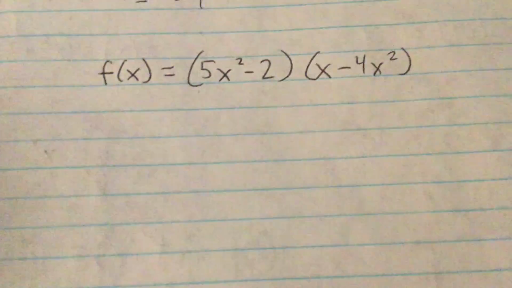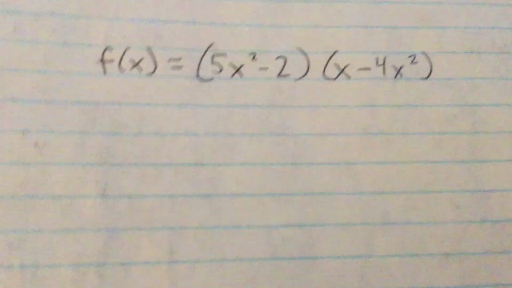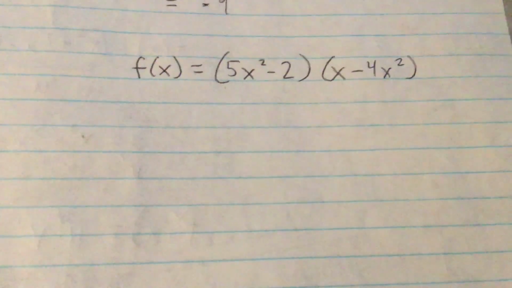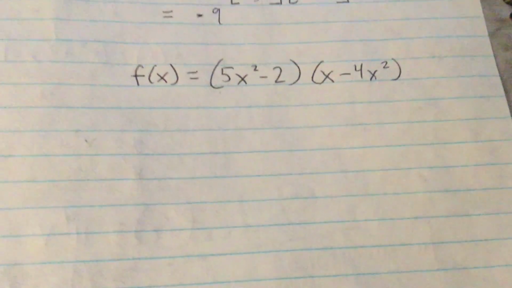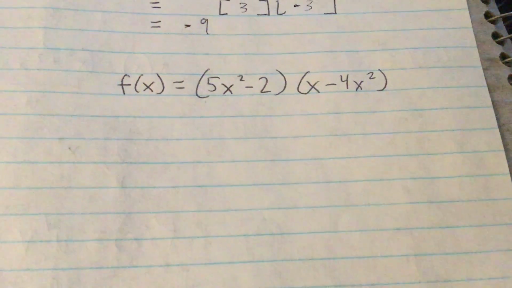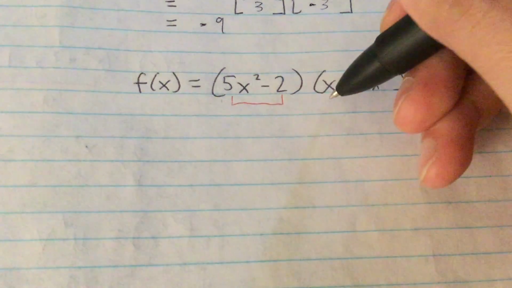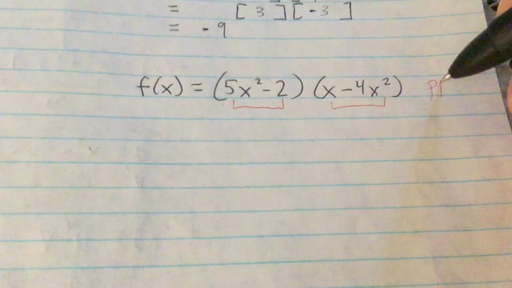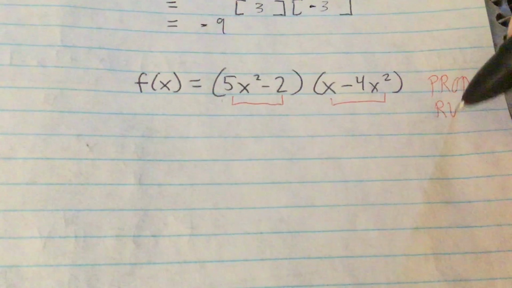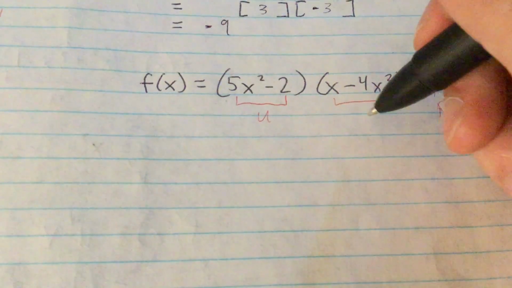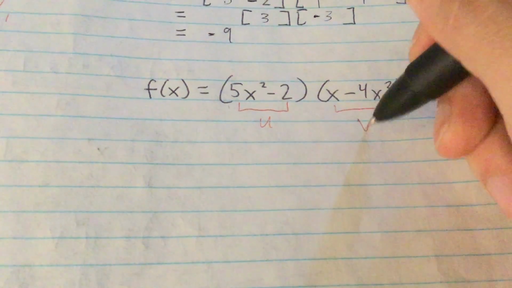Now, oh boy, looking at this function, I want to find the derivative with respect to x. You guessed it, I've got to do the product rule. Or, you could FOIL it out and combine like terms and do the power rule. That's your choice. I personally like the product rule because I don't feel like doing that. So let's do the product rule, where 5x squared minus 2 is my u, and x minus 4x squared is my v.